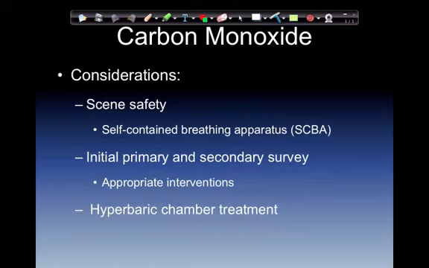Carbon monoxide, scene safety is way important in this. Self-contained breathing apparatus should be utilized. We do not want a lot of CO ourselves. Initial primary and secondary survey. We should provide resuscitation. Pre-hospital treatment for CO poisoning involves high flow oxygen, high concentrations of oxygen via non-rebreather mask, BVM mask, or endotracheal tube. Appropriate intervention on this is to get them to a place that has a hyperbaric chamber, increasing the pressure from 1 atmosphere, that's what you're generally at, to about 2.8 atmospheres.